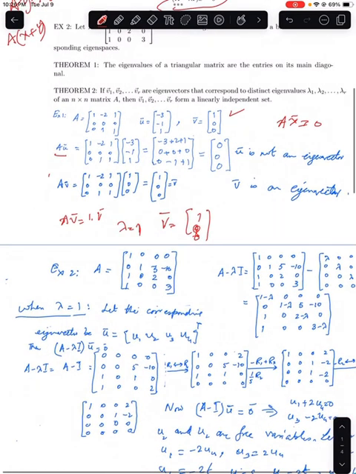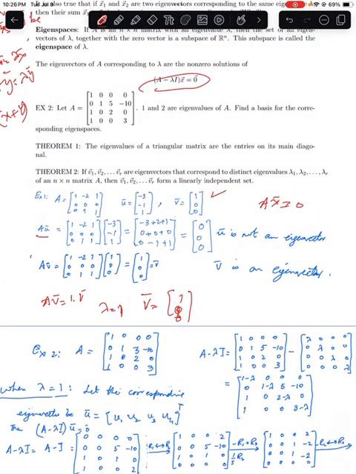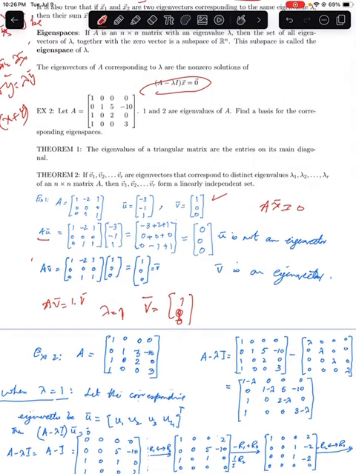Second example: we have to check whether these are eigenvalues of A or not, and then find a basis for the corresponding eigenspace. Remember, we just learned in those theorems that the eigenvectors will be linearly independent, and they will form the eigenspace of lambda, whatever value lambda has, and that eigenspace is a subspace of R^n.